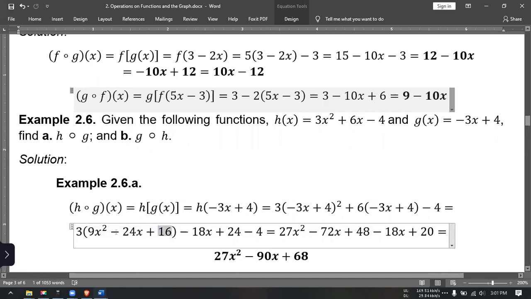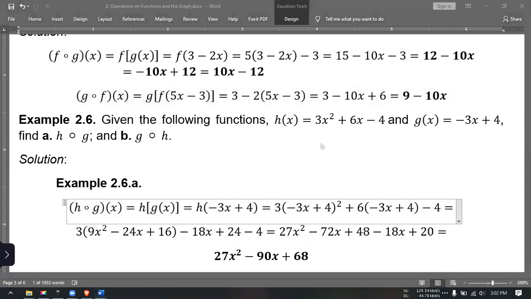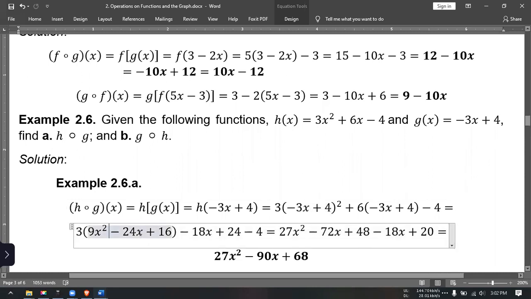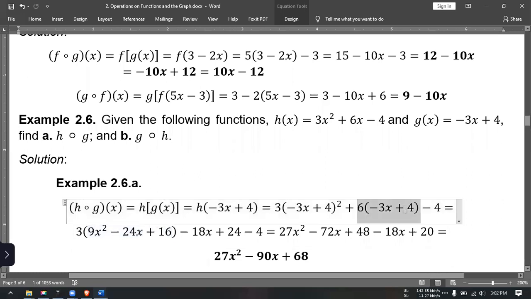Okay? And the negative 24x here, we get by twice the product of the first term and the last term of the binomial. I repeat, the middle term of our product is twice the product of the first term and the second term of the binomial. So negative 3x times 4 is negative 12x, no? Times 2 will give us negative 24x. So that's it. And then distributive property, from here we distribute 3.